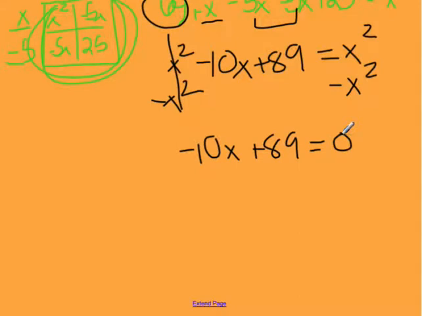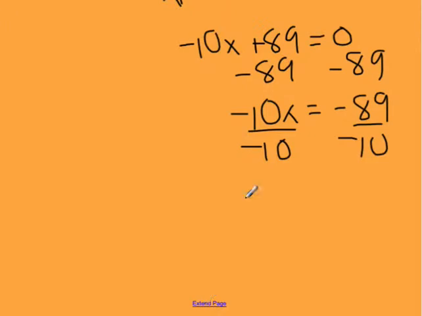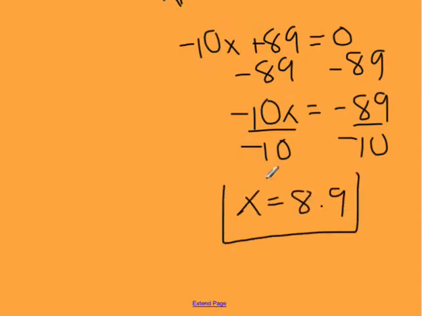Just because that side doesn't cancel out doesn't mean we lose our right side. That means our right side is equal to 0. So then we're going to subtract 89 from both sides. So I get negative 10x is equal to 89. Then I'm going to divide both sides by negative 10 so that I can solve for x, and I get x is equal to a positive 8.9. So that right there is your final answer for number 6.